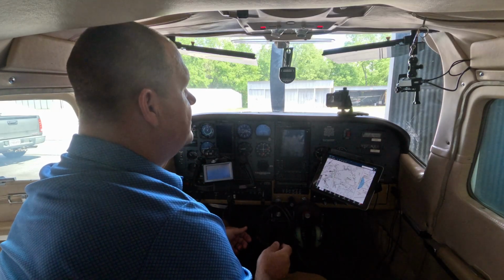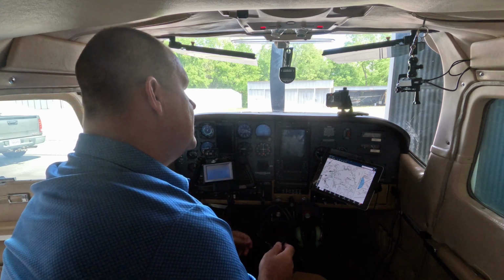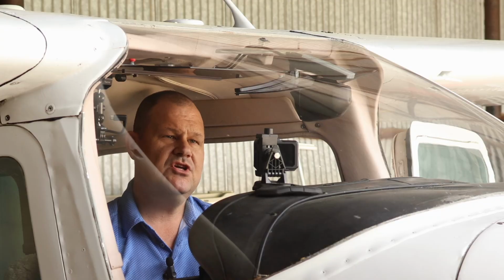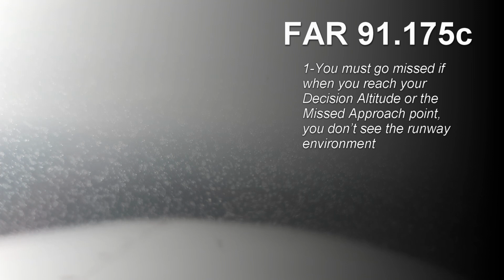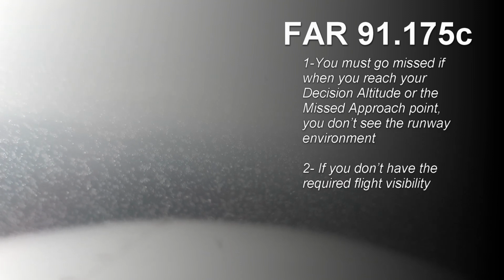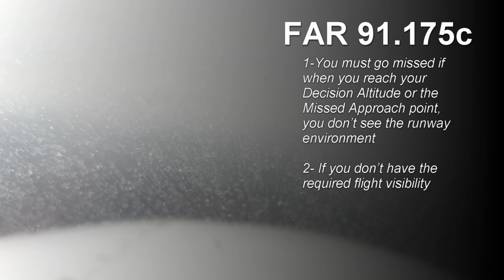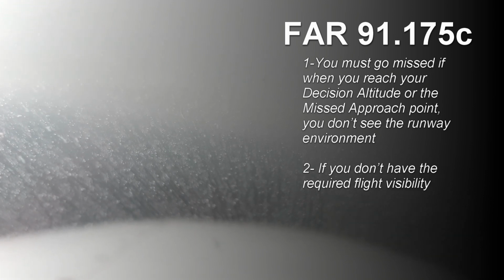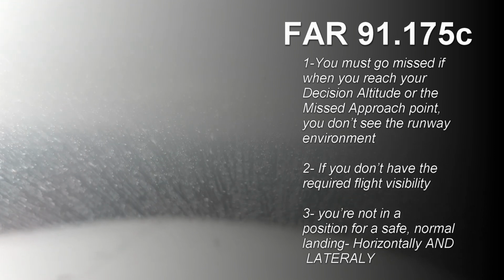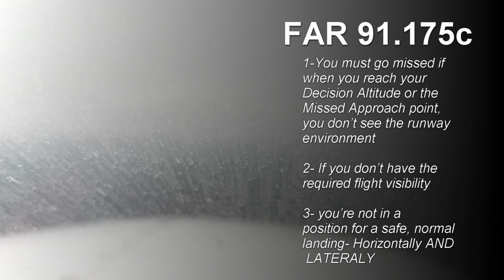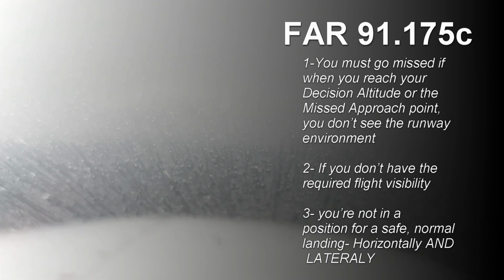FAR 91.175 is the regulation that gives us the guidance of when to go missed. You must go missed if you reach your decision altitude or your missed approach point and you don't have the runway environment in sight. Also, if you don't have the forward visibility, you will not be able to continue that approach. Lastly, if you're not in a position to make a normal and safe landing, whether that be horizontally or laterally, you must execute a missed approach.